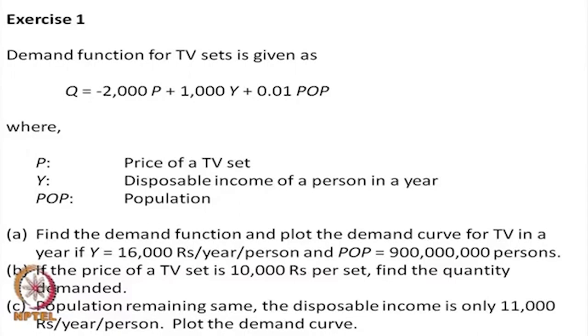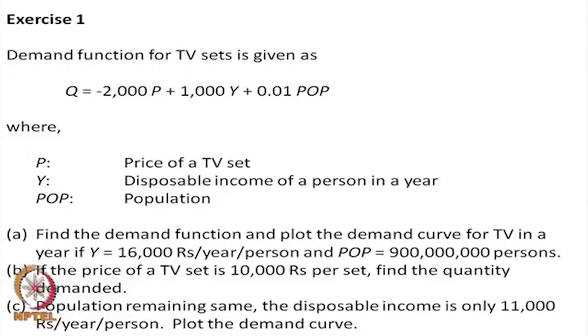Three questions are asked. Find the demand function and plot the demand curve for TV in a year if the disposable income Y is 16,000 rupees per year per person and pop is 900 million persons. That means Y and pop values are given, and we are required to find out a relationship containing Q with P.